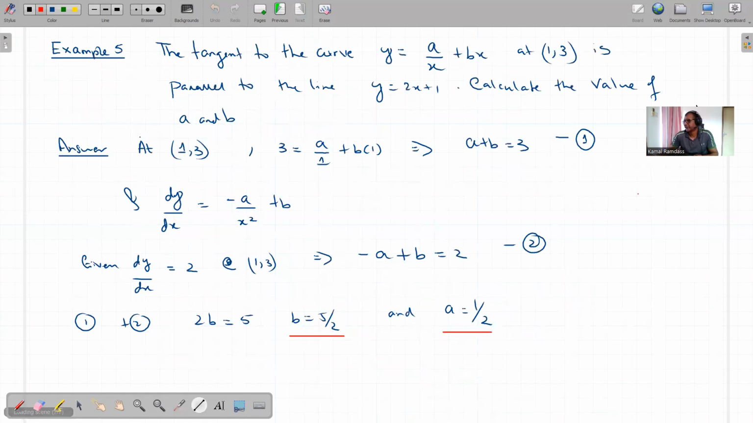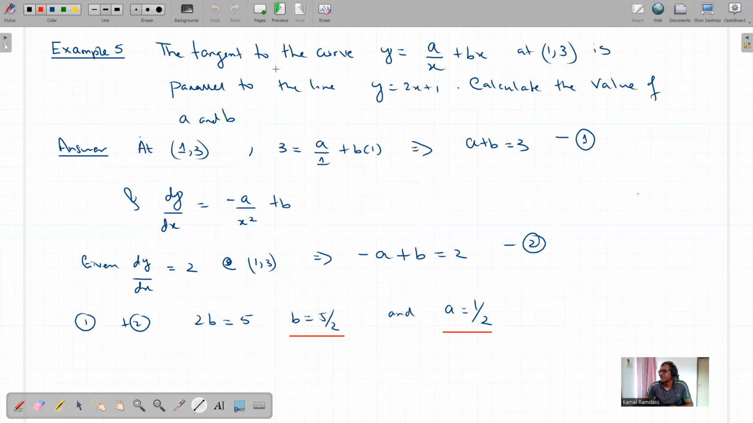Exemple 5. The tangent to the curve y is equal to a over x plus bx at point with coordinate 1 and 3 is parallel to the line y is equal to 2x plus 1. Calculate the value of a and b.